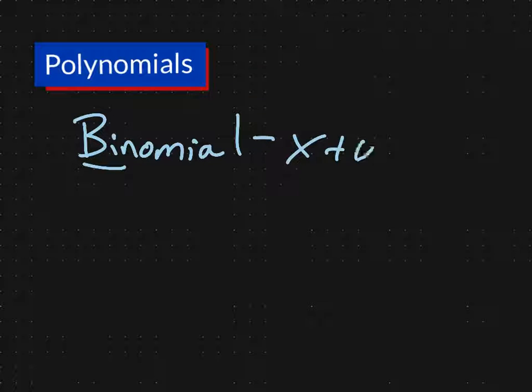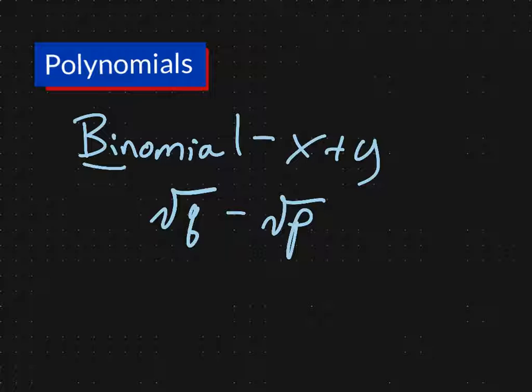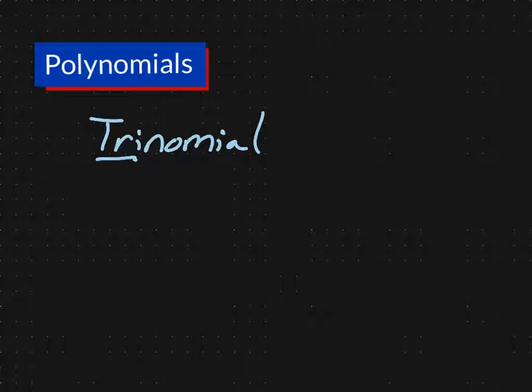X plus y is a binomial. The square root of q minus the square root of p would be a binomial. Or x squared plus 5. These are all binomials because they all have two terms. A polynomial with three terms is called a trinomial. The prefix tri means three, just like a triangle has three angles.